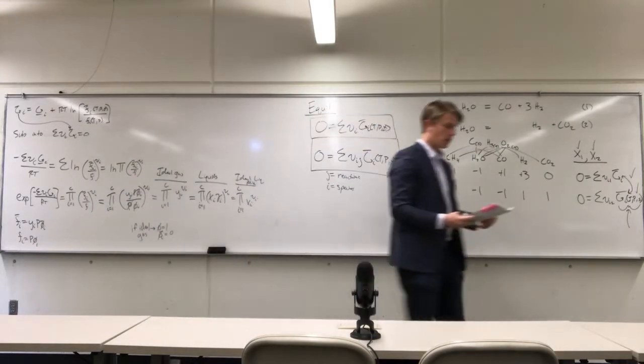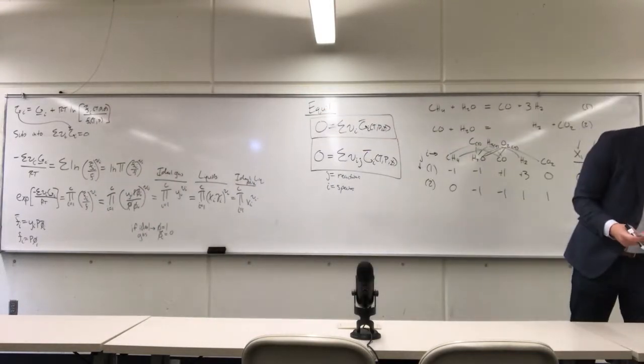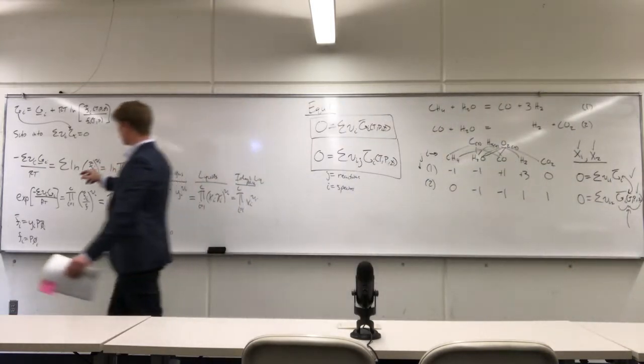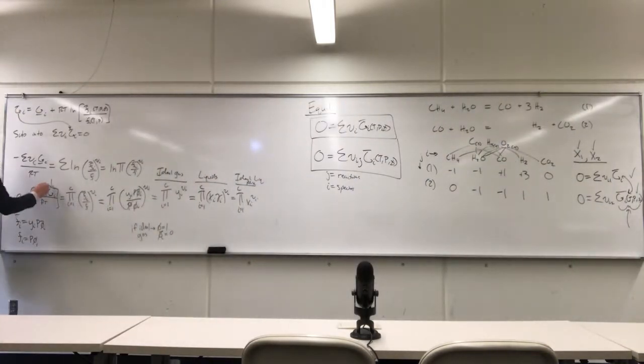Now, the complication of using this approach is that the Gibbs free energy of the pure species is going to be a function of the temperature and pressure. The partial fugacity coefficients are going to be a function of temperature, pressure, and composition. So we have a lot of functional dependencies here. If I change temperature and pressure, I'm changing both my left-hand side and my right-hand side.